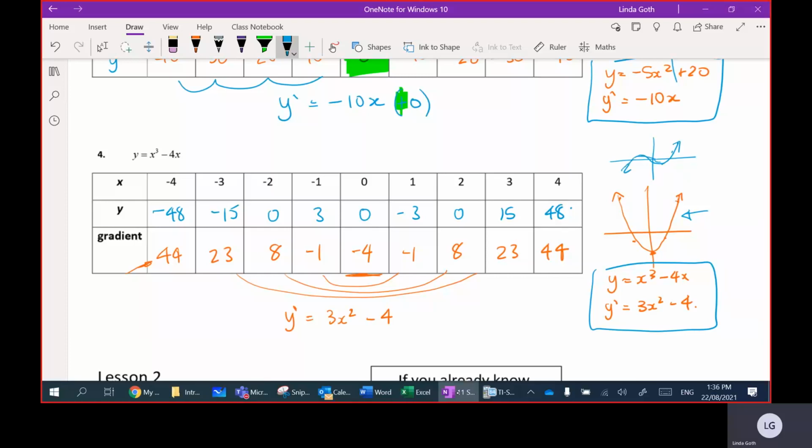So if I want to know what's happening at x equals 10, I can say, well, it's going to be 3 times 10 squared, which is 300, minus 4. So the gradient would be 296. The gradient of the tangent when x equals 10 would be 296. That's probably off the screen of your calculator.